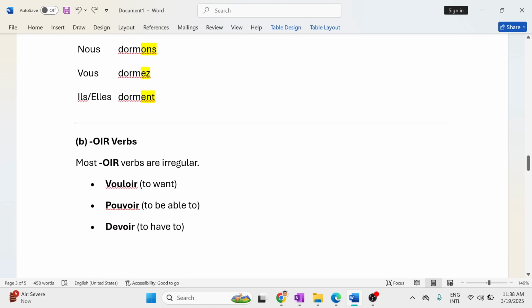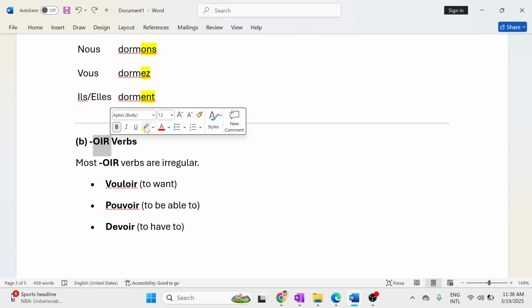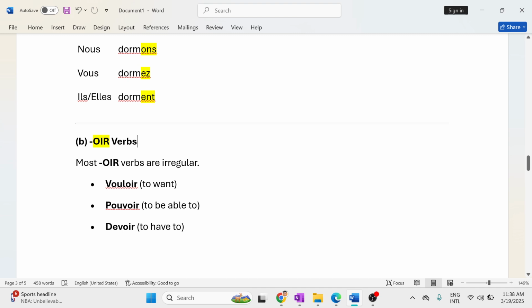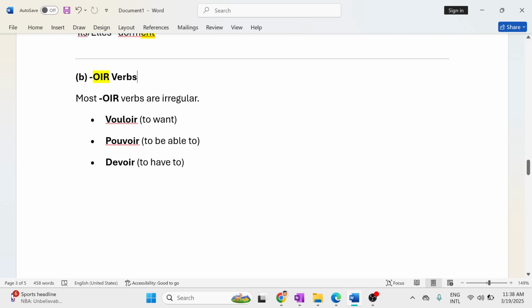What about OIR verbs? There are many OIR verbs in French, like vouloir, pouvoir, devoir, revoir, right? So all these are basically verbs. Even voir is a verb, meaning to see, right? Voir.